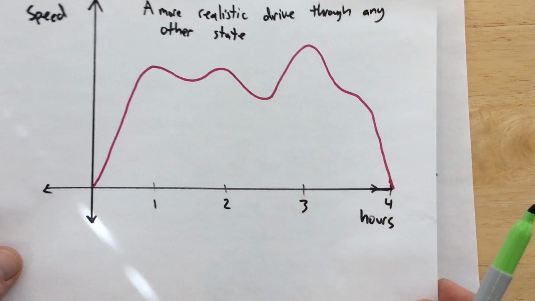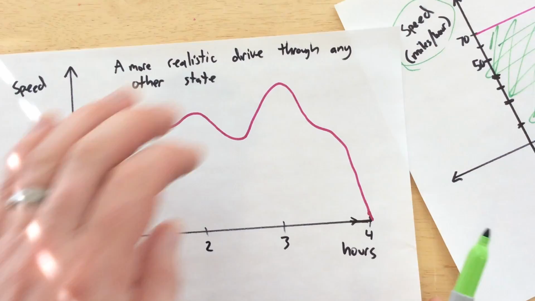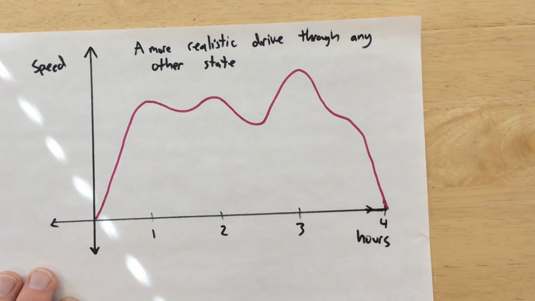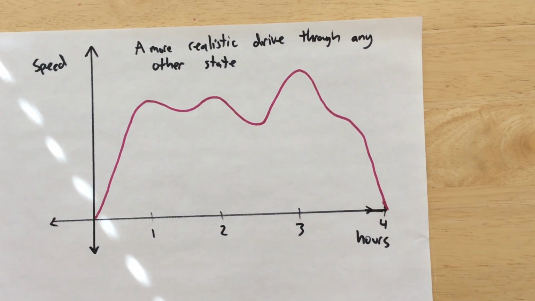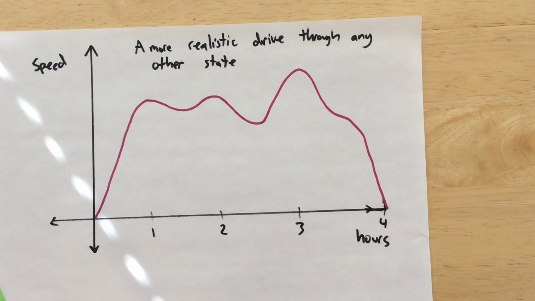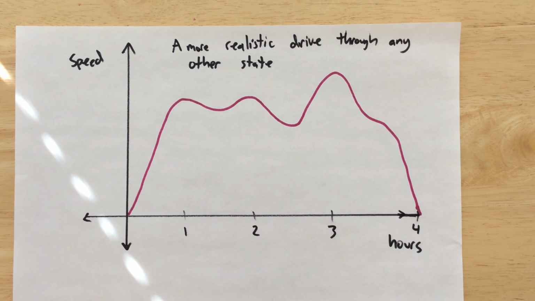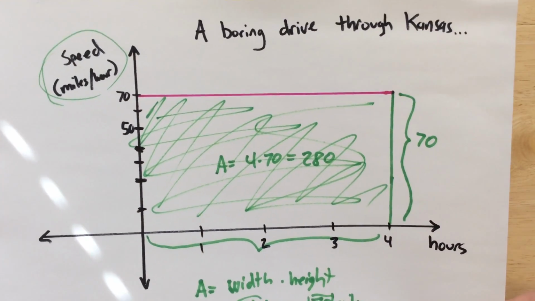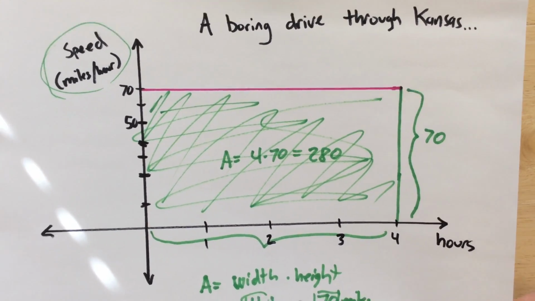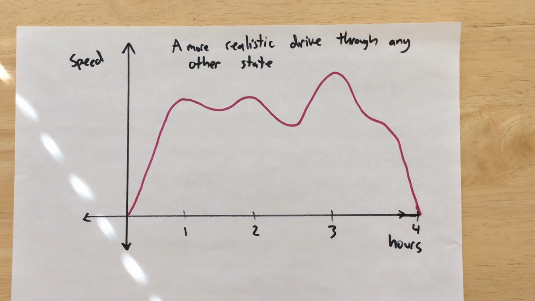Now, if we look at maybe a more realistic drive through any other state, we immediately have a problem. So I know that the area under this curve, this weird shape here, represents the total number of miles that I've driven, which is kind of a cool thing to find. But how do I find it when it's such a weird looking shape? The previous example, it was a rectangle, and I know how to find the area of rectangles. It's just base times height. But what if it's a weird shape?